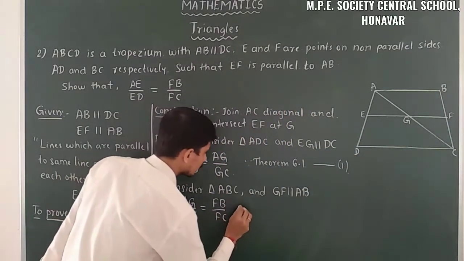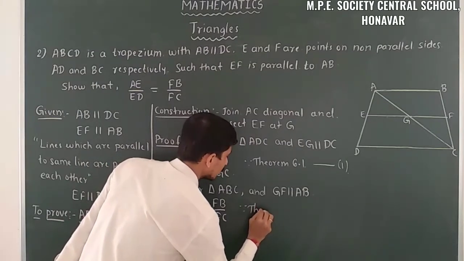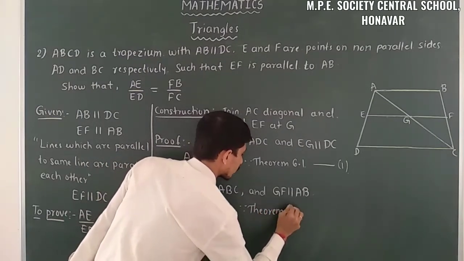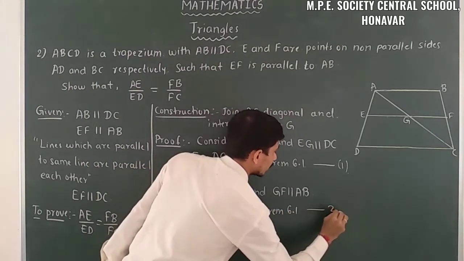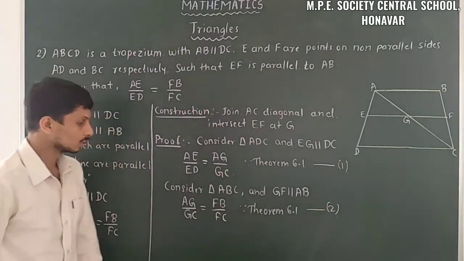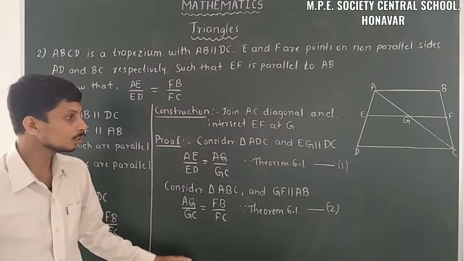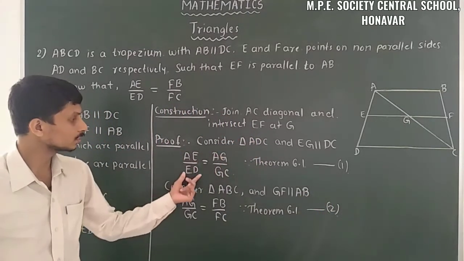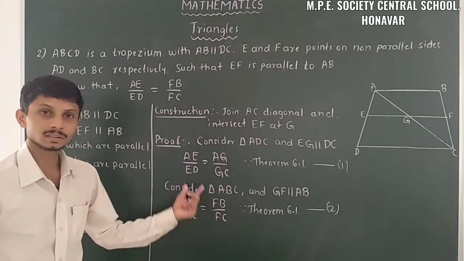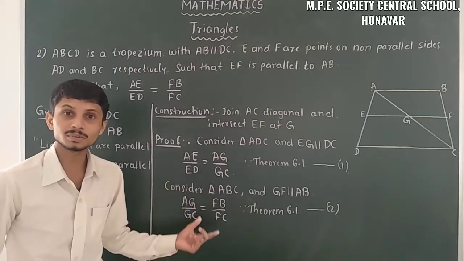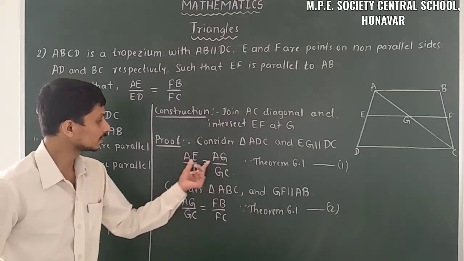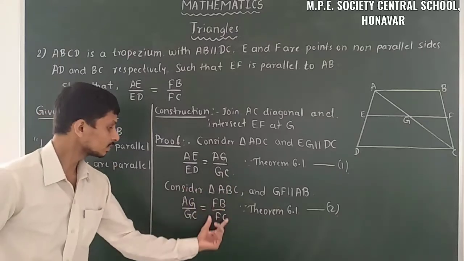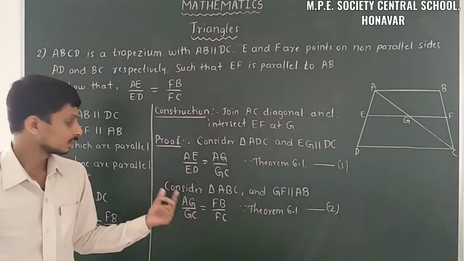So here I will take it because of theorem 6.1. Theorem 6.1, here I will consider it as equation number 2. Then from equation 1 and 2, we can easily write that things which are equal to the same things are equal to one another. So this one is also equal to AG by GC.